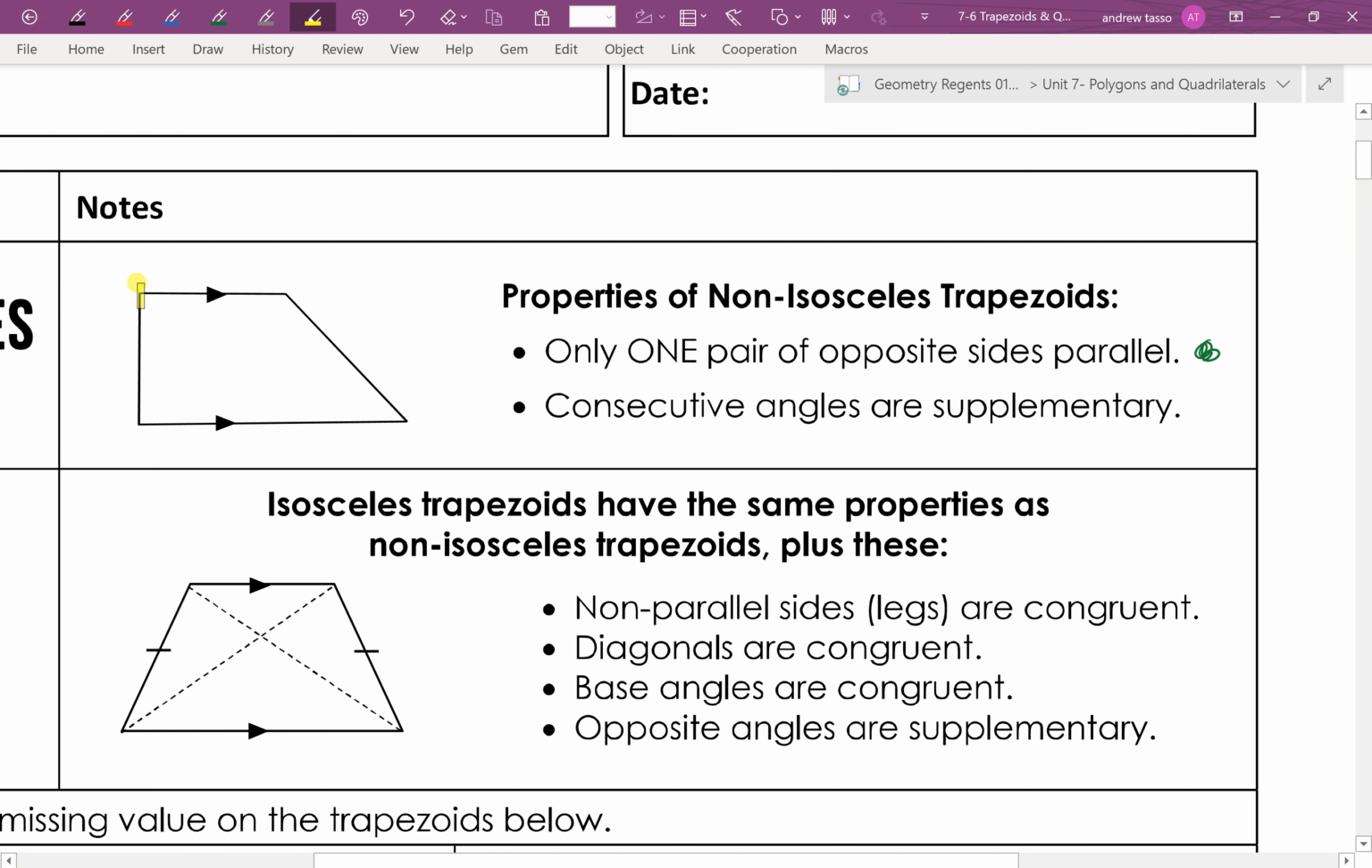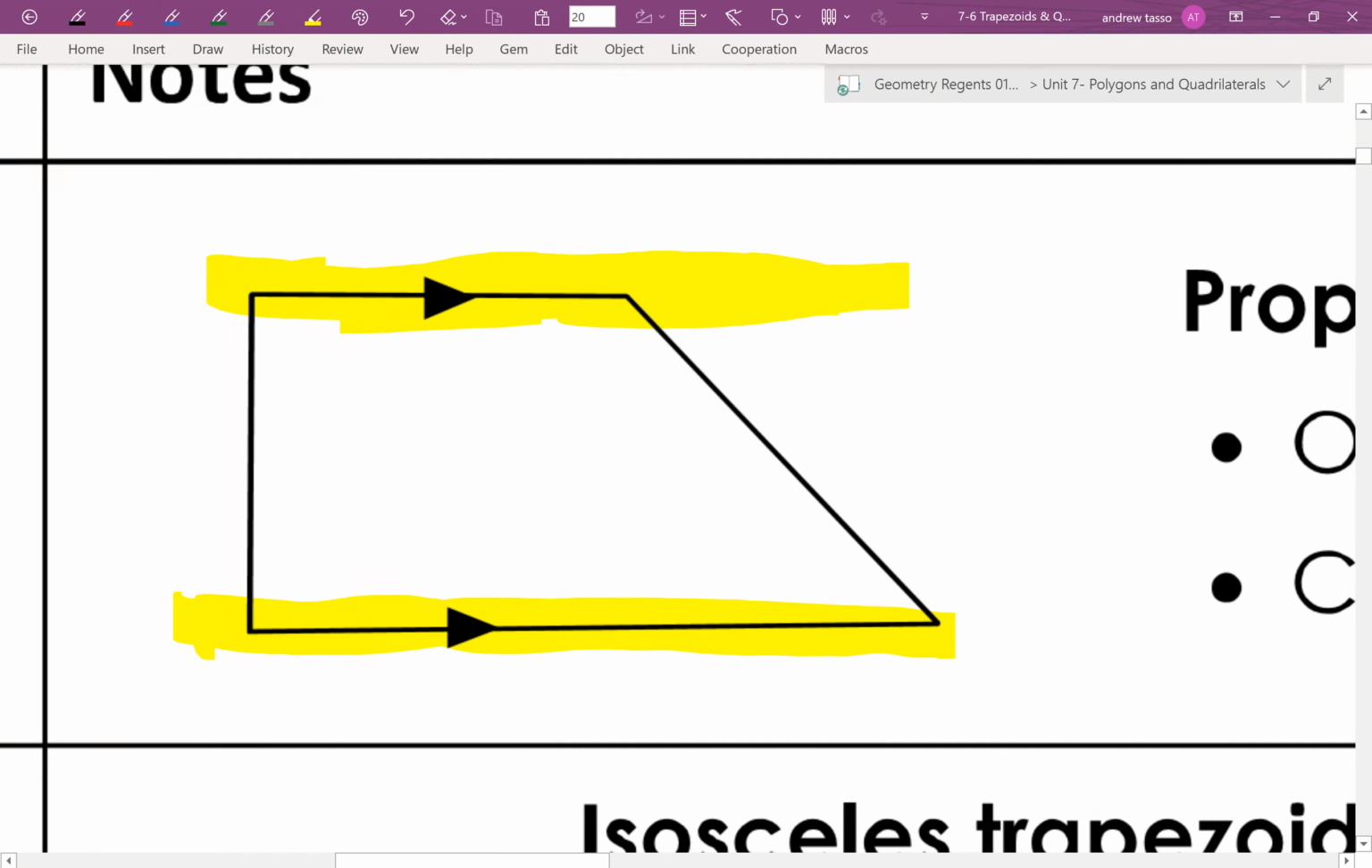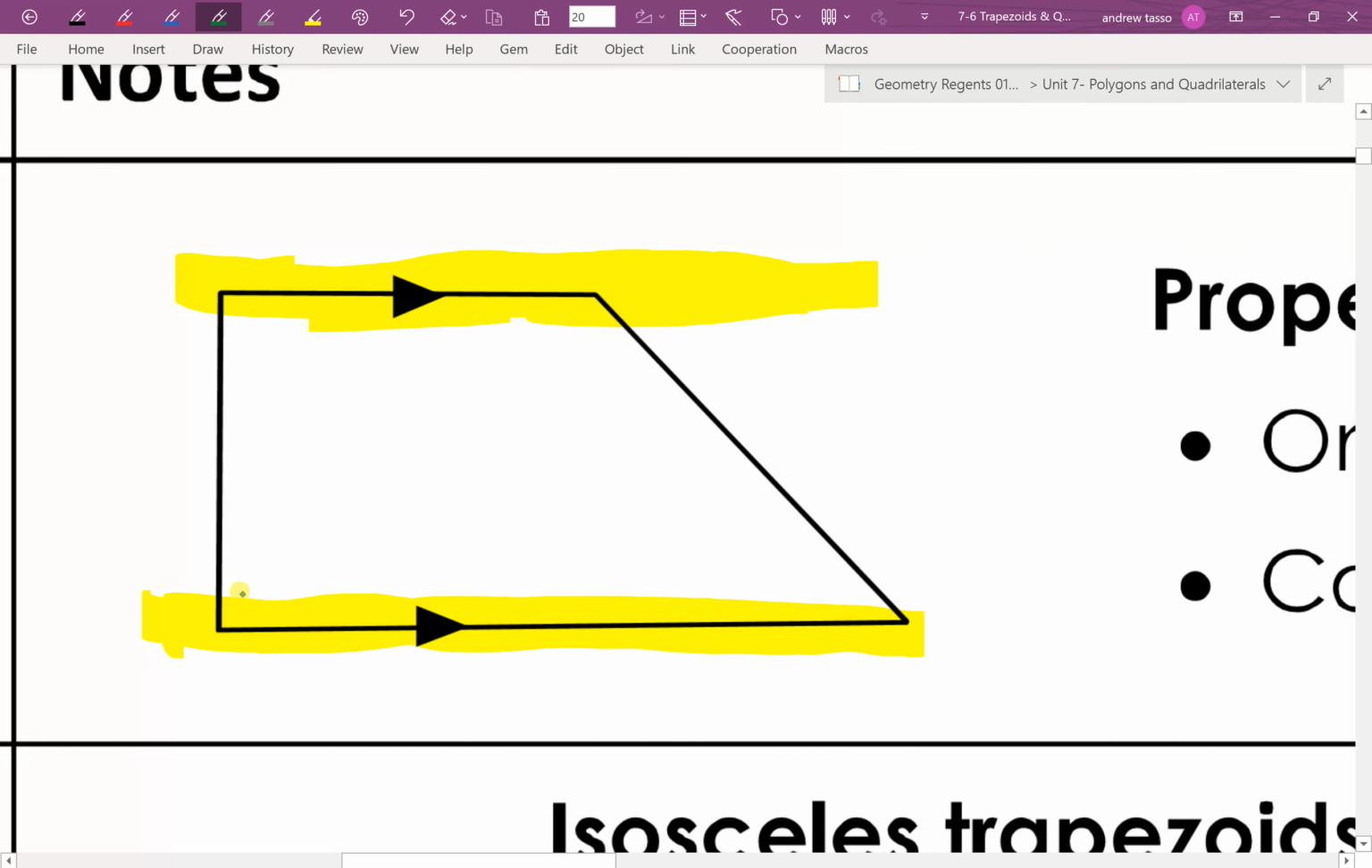So in this example, we see that this side and this side are parallel, as indicated by the arrows. It's different from a parallelogram, because a parallelogram would have another pair of sides being parallel. In this case, we only have the one pair. Another key feature for trapezoids is that consecutive angles are supplementary. It's not just any two angles that are next to each other, but rather the two angles that happen to be on opposite parts of the parallel.